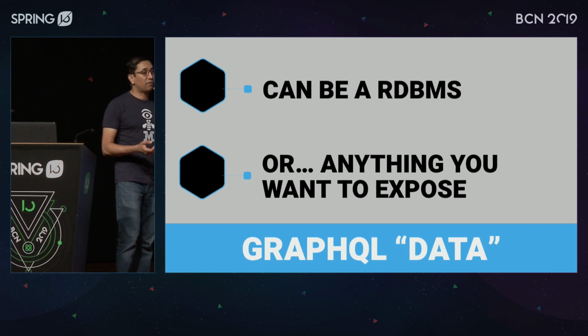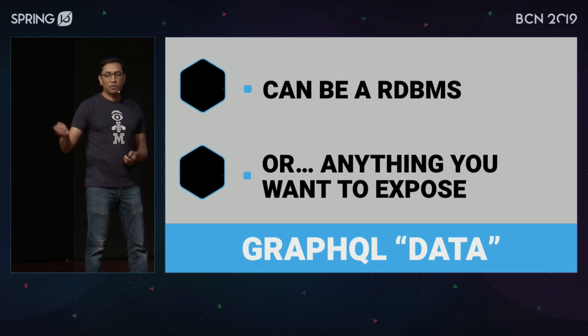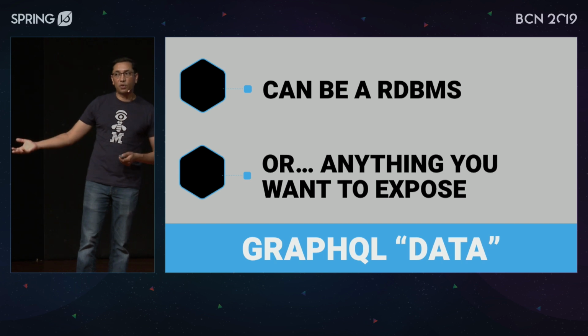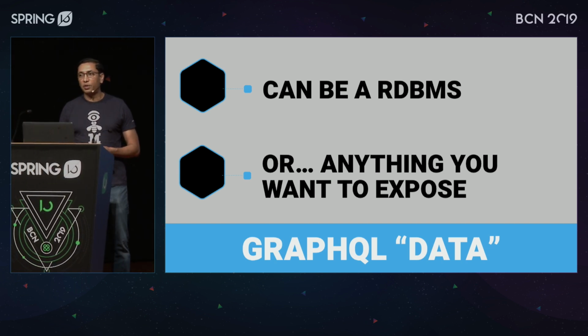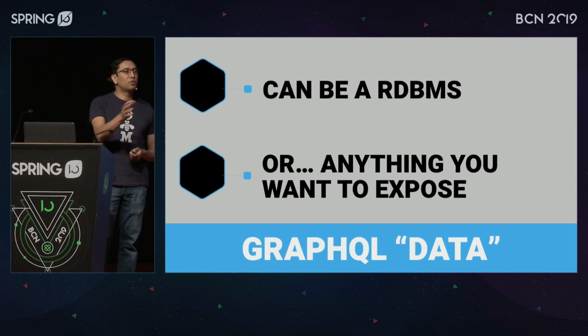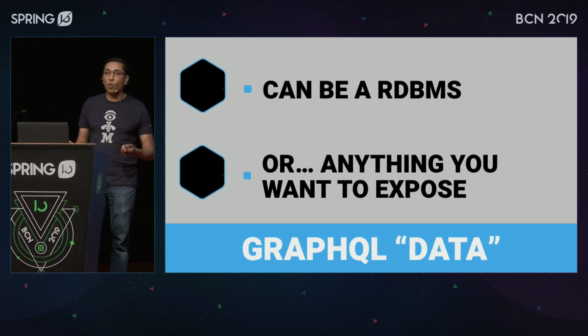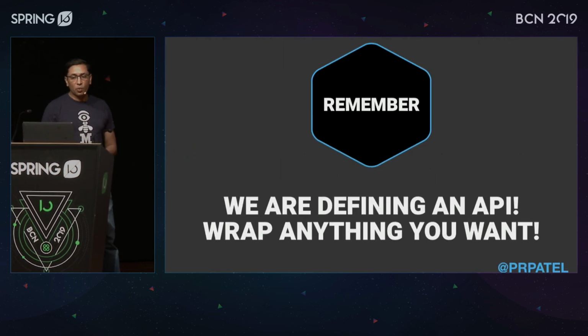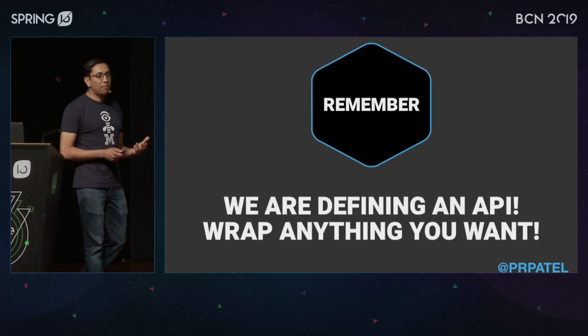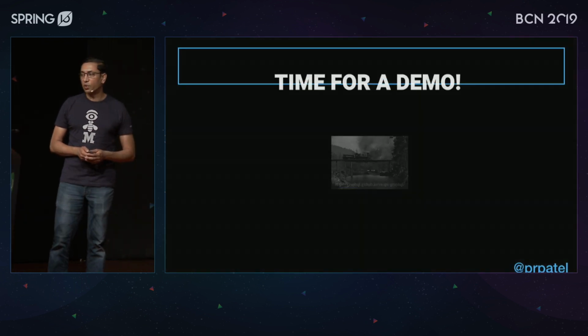You can expose something off the file system if you want, or if you have some kind of network server, if you have a Redis server that has transitory information, just stored in memory, you can expose that through GraphQL. You can expose anything you want. It's not necessarily just a database behind it, okay? So when we're defining an API, we can wrap anything you want. That's one of the great things about GraphQL.